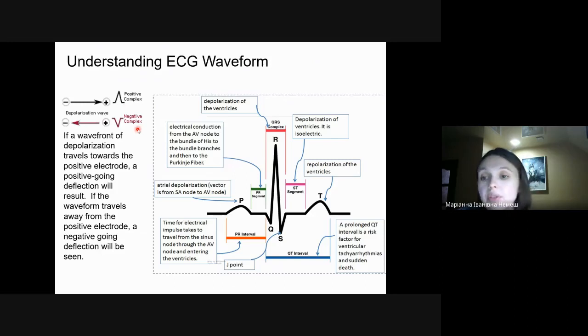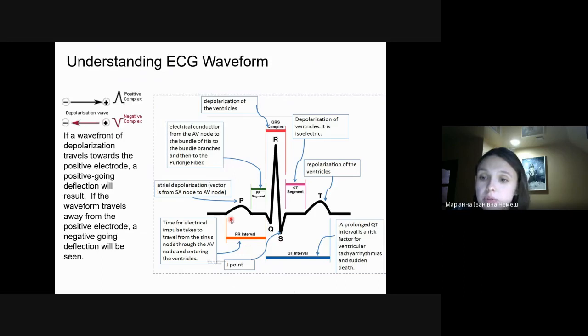Now we have the complex PQRST, and we are going to discuss which wave is responsible for excitation of what part of the heart. The P wave is mainly responsible for atrial depolarization. The vector is from the sinoatrial node to the atrioventricular node. The P wave amplitude should be less than 0.2 millivolts, and it should last about 0.06 to 0.11 seconds.